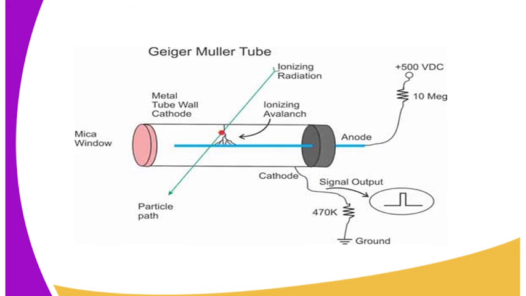And we have a Geiger-Muller tube. It is a type of ionization chamber. As you can see, it is used to detect radiation. As you can see from the diagram, it has a mica window, a particle path, the anode and the cathode.